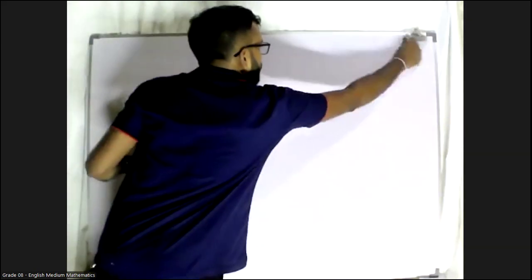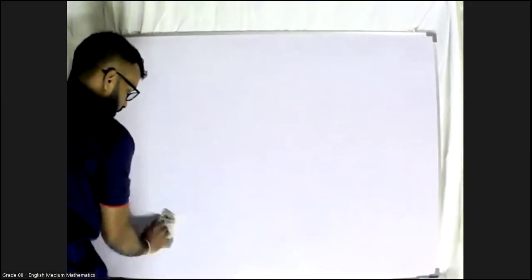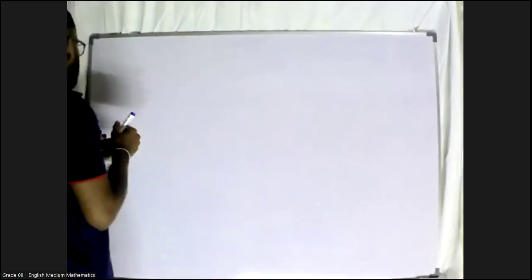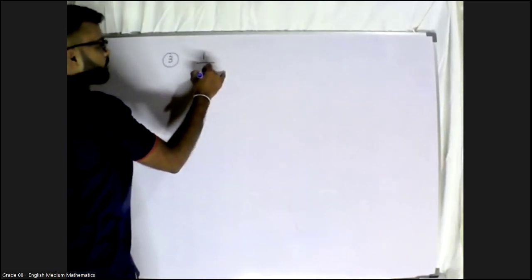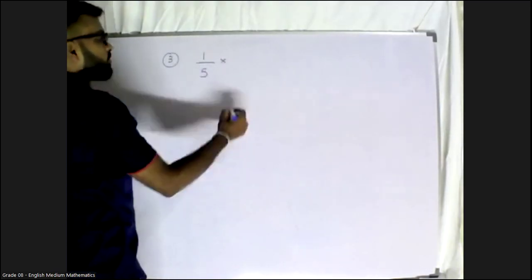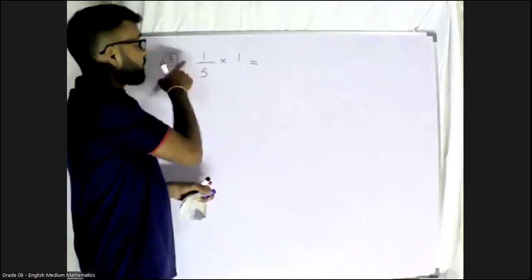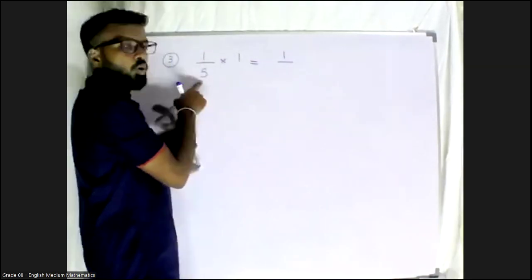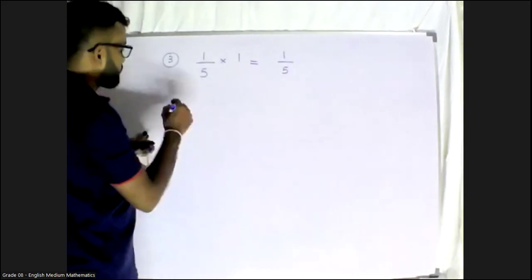So I'm going to do some more examples. You need to be familiar with this. So let's say number 3, 1/5 multiplied by 1. What would be the answer? Numerator 1 times 1, 1, and the denominator 5. Look at the bottom.